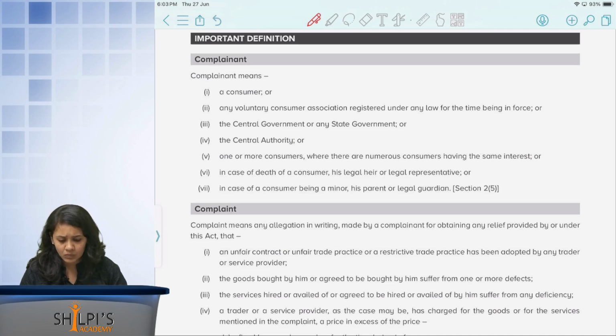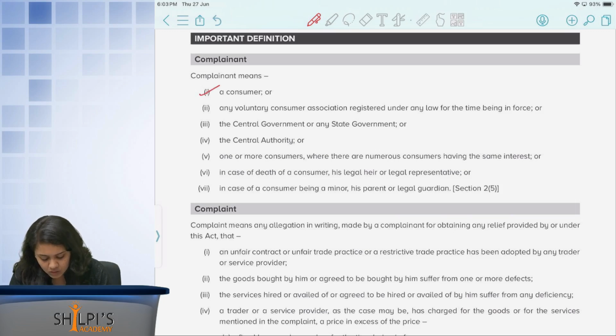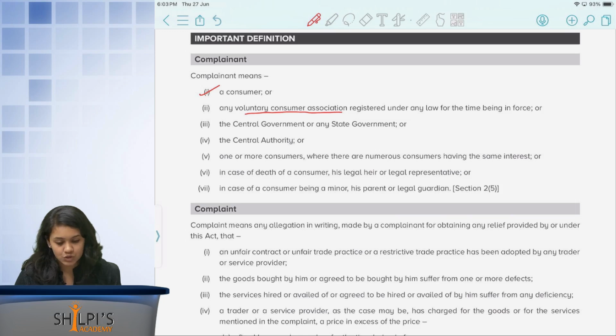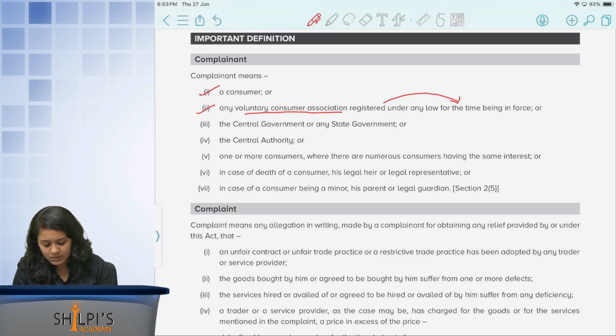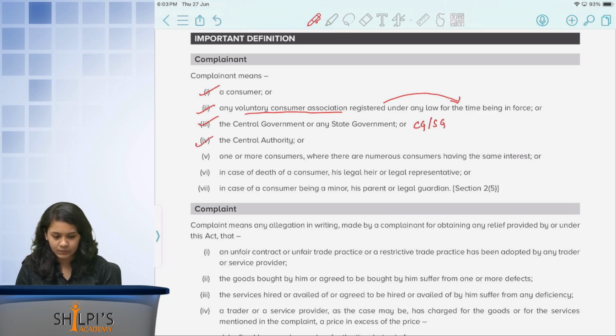Who is a complainant? That is, who is the person who can approach the consumer authorities and file a complaint? First and foremost, a consumer can approach the Consumer Protection Court. Second, a group of consumers can come together and file a complaint, and that is what we call a voluntary consumer association. But the only clause is that they must be registered under some law, either as a trust or as an association or a voluntary consumer association. The central or the state government can also be the complainant. Apart from the central government and state governments, we have multiple central authorities that can take action. One or more consumers, where numerous consumers have the same interest, can also file.